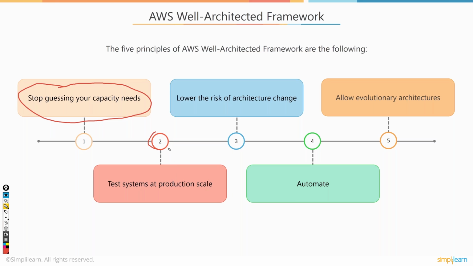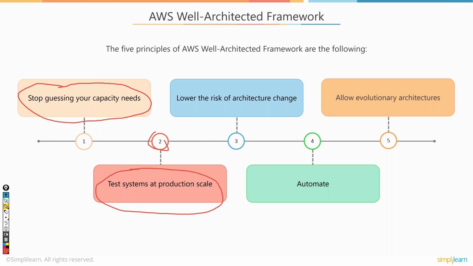In point 2, we have test systems at production scale. This is very important. Why it's important is as follows. You want to test if the production system will be able to handle a specific amount of traffic. You want to test how it actually performs. Maybe you need bigger boxes, maybe you need smaller boxes. And it's actually very easy.